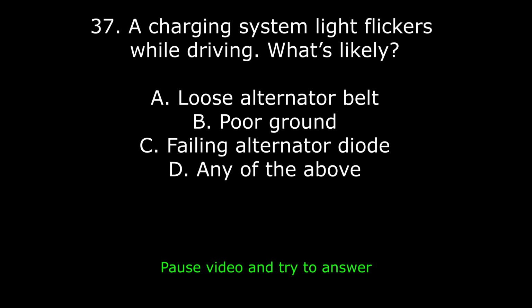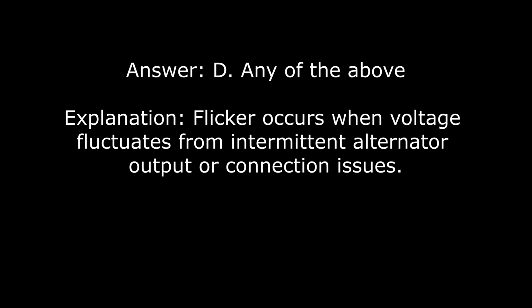Number 37. A charging system light flickers while driving. What's likely? A. Loose alternator belt. B. Poor ground. C. Failing alternator diode. D. Any of the above. Answer: D. Any of the above. Explanation: flicker occurs when voltage fluctuates from intermittent alternator output or connection issues.